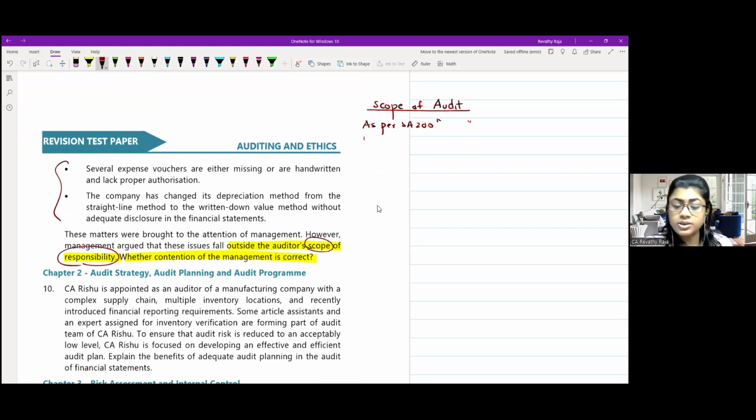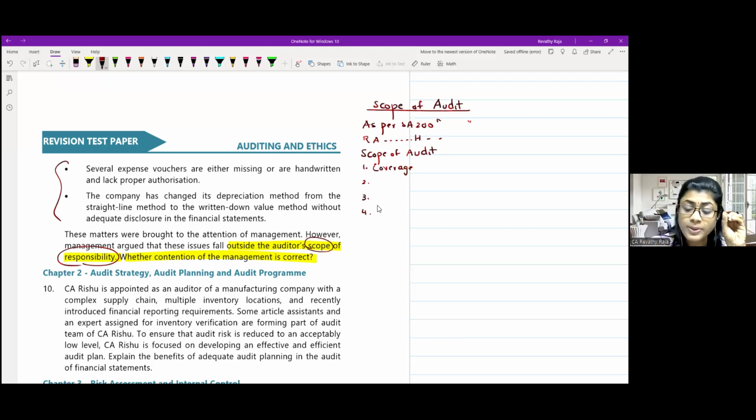In audit, the auditor gives reasonable assurance. Reasonable means it's a high level, not absolute. Just one sentence. Then you write, following are the scope of audit. The scope of audit, how many points are there? 4 points. Okay. Coverage of all aspects. That you have to explain in full sentence.